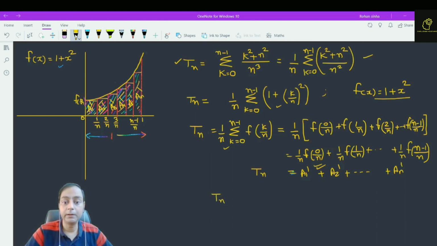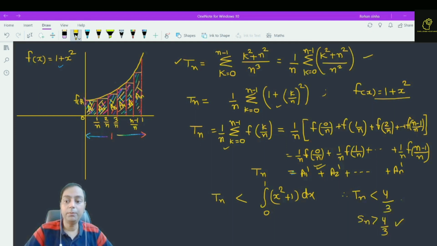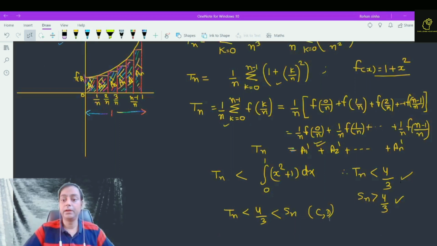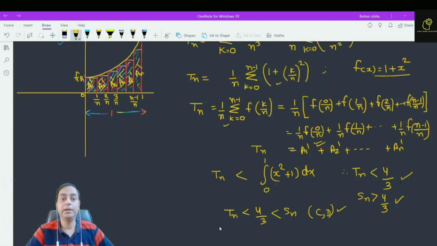So what can we say? Tn is less than the integral of (x square plus 1) dx from 0 to 1. Therefore, Tn is less than 4 by 3. And for Sn, what did we obtain? Sn is greater than 4 by 3. So what about the answer of the options? The correct options are C and D.